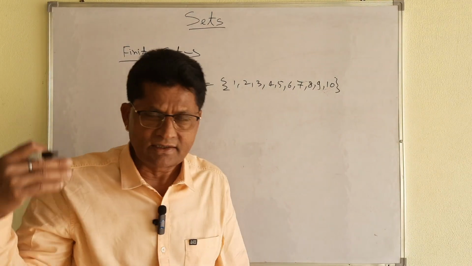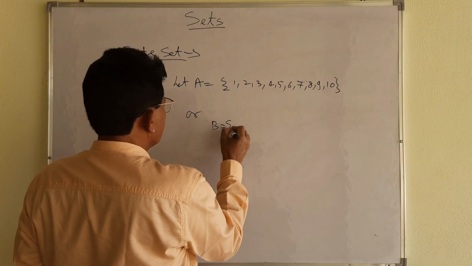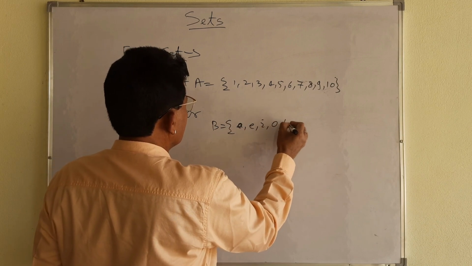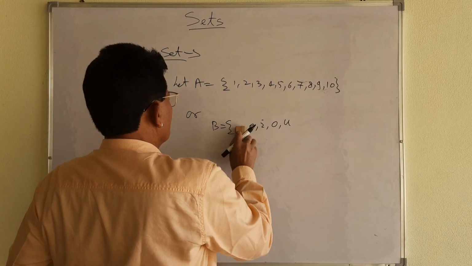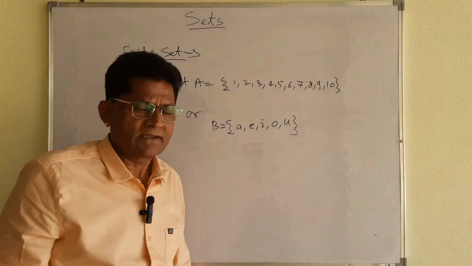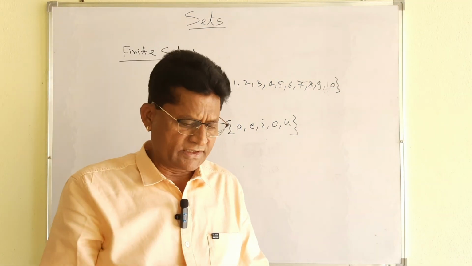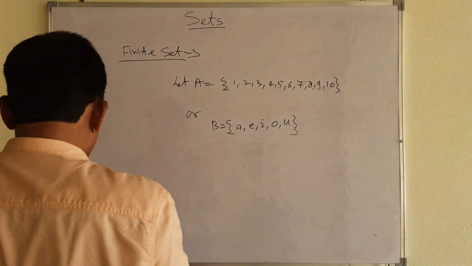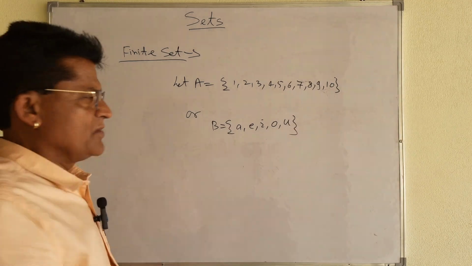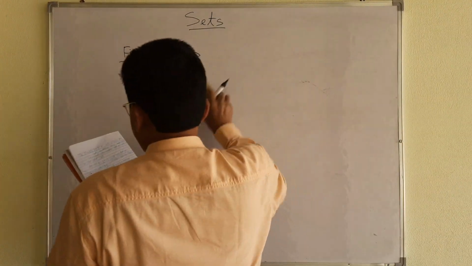Okay, set of vowels: A, E, I, O, U. That is also a finite set. Means which can be counted one by one, that will come under the finite set. Okay, I think I have given you different examples. If you want to write the definition of the finite set, you can write the definition.